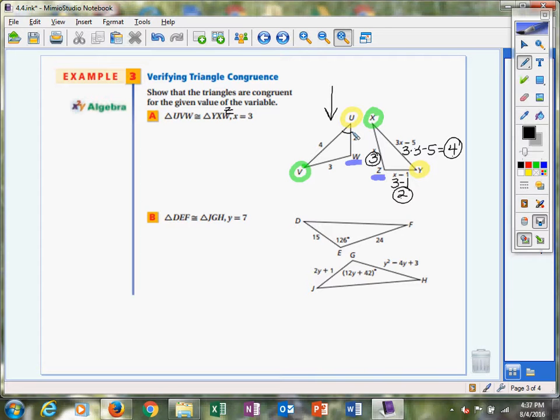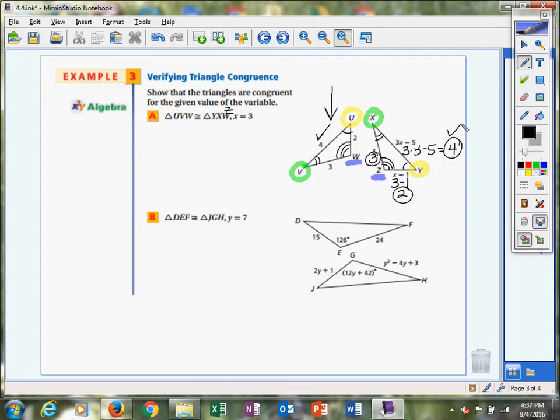So let's look at U and V. I'm going to just do the arcs to help mark it, because I think it'll help me if I see it going from like 1 to 2 arcs. So U to V, Y to X. Yep, they're both 4. I'm going to check that off.